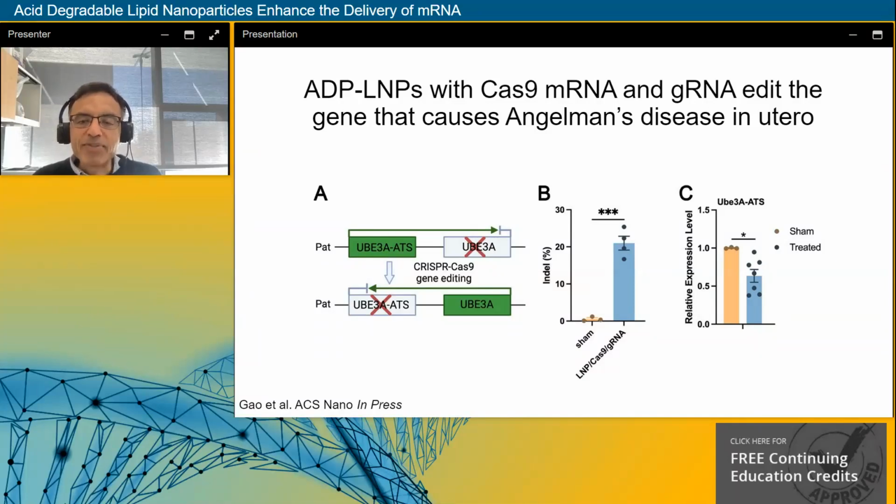Under the graph labeled B, the y-axis is percent indels, and you can see that we edited 20% of the UBE3A-ATS gene in the entire brain at 10 days after birth. In addition, we were also able to downregulate the amount of UBE3A-ATS that's shown in C. And so we got about a 30 to 40% reduction, which was statistically significant. So this was done in wild-type mice. We're now going to start working on the disease model mouse.